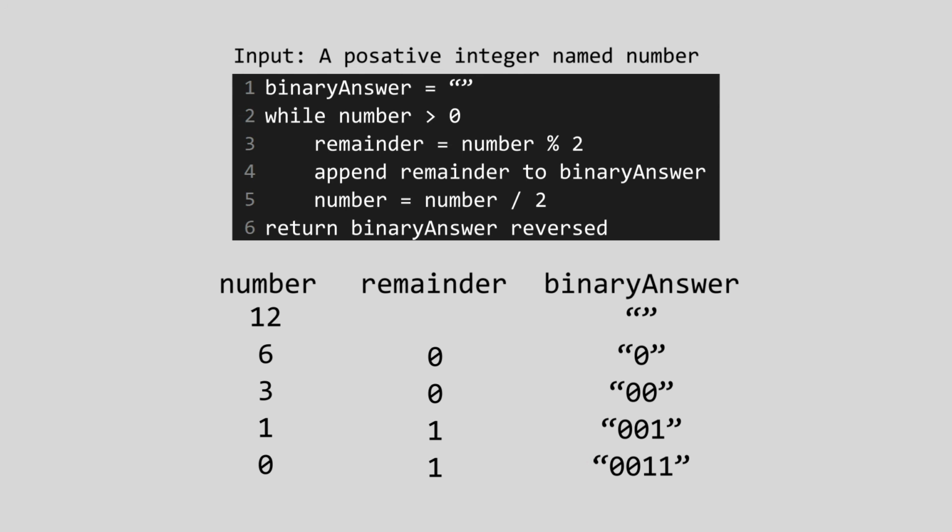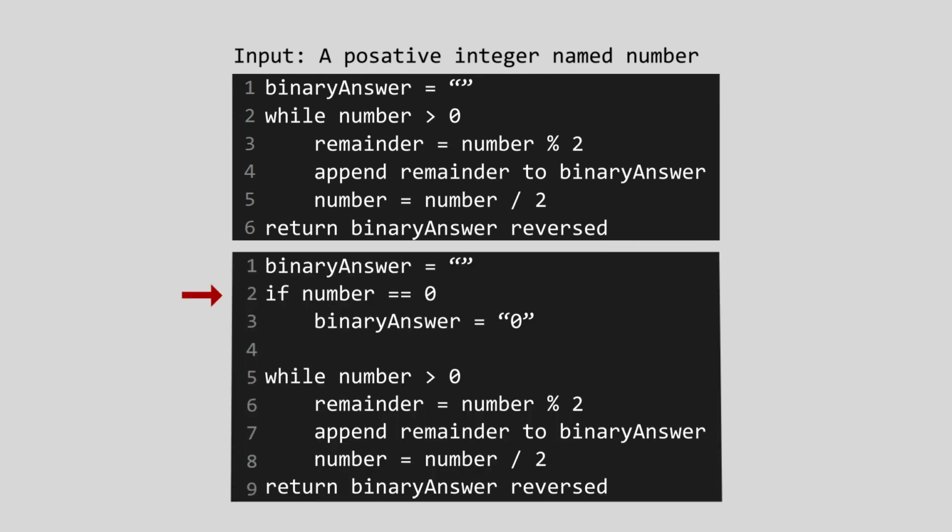So one thing to consider is if our initial number was 0, what would happen? In that case, we'd never enter the while loop and we'll return an empty string. To get around this, we can use an if statement that checks if number is 0, and if it is, we just simply set binary answer to 0, and that'll be returned. So that's some very basic pseudocode. You should be able to convert it into any language you want fairly simply. There's definitely better ways of doing this, but this one is fairly basic and similar to the process we used while doing it by hand.